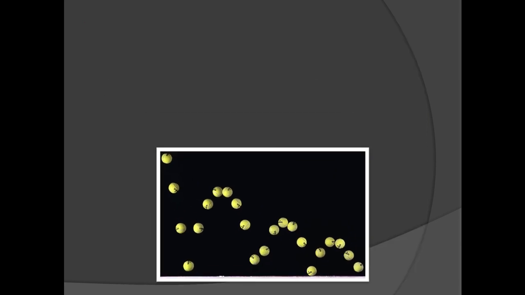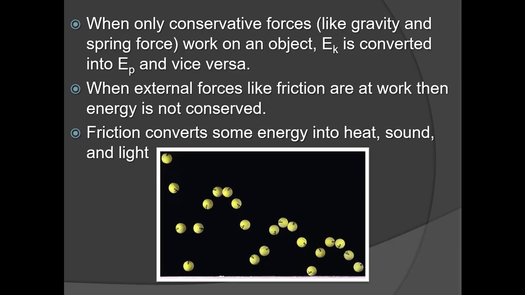So let's take a look at a summary. When you have conservative forces, and conservative forces are forces that only depend on position, for example gravity and spring force, work on an object, the kinetic energy is converted into potential energy and vice versa. So again, conservative forces like gravity, like mg, and your spring force, like your kx. Whenever you have those type of forces, then you have your conversion without any loss.